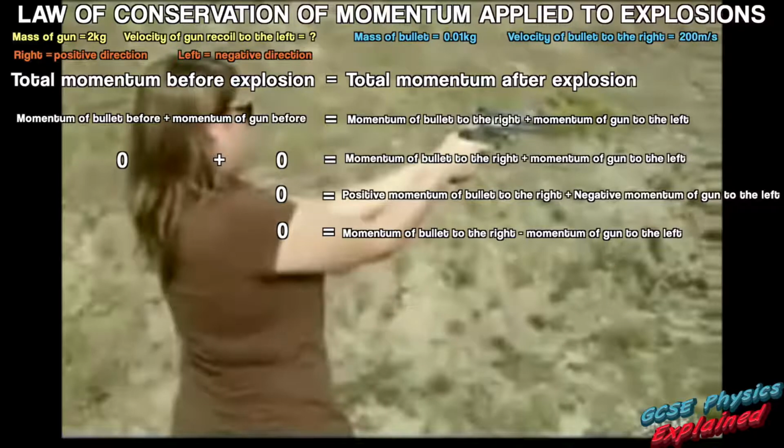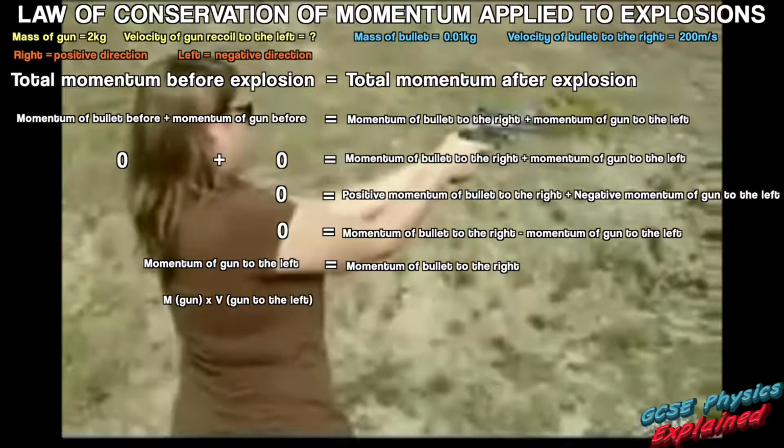Now, since the total momentum after the explosion has to equal 0, the momentum of the gun recoiling to the left must be the same size as the momentum of the bullet moving to the right, but opposite in direction. That's probably the hardest bit to understand. So, the mass of the gun times the velocity of the gun recoiling to the left equals the mass of the bullet times the velocity of the bullet moving to the right.